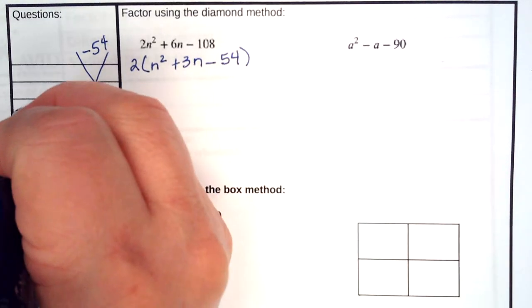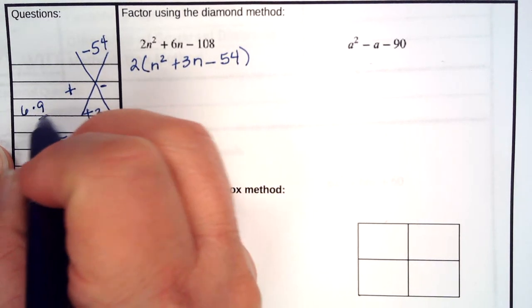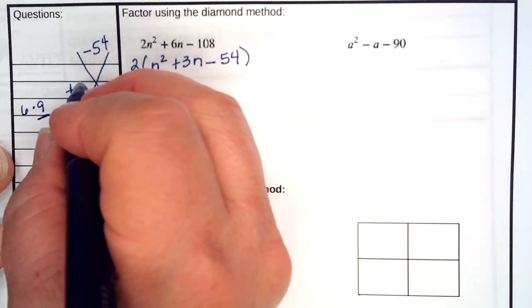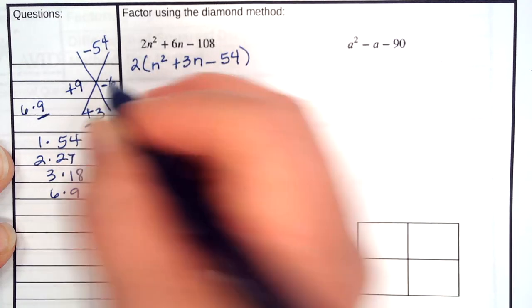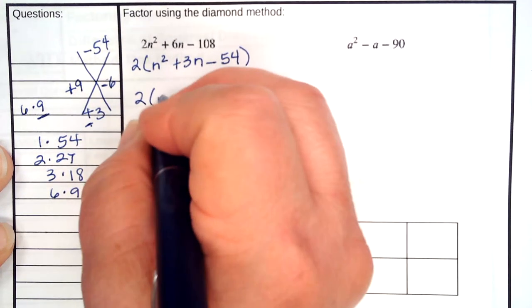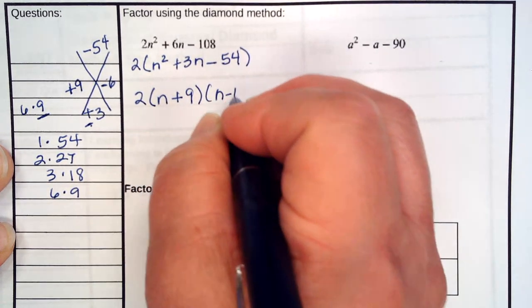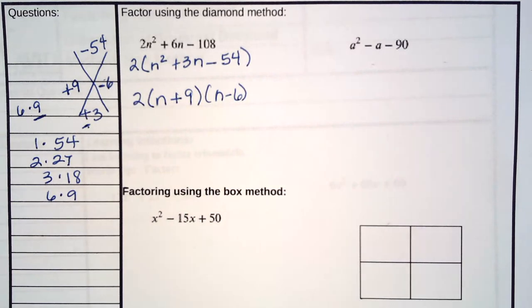So I'm looking at 6 times 9. This is positive, so the bigger number will go with that positive, so it's positive 9 and negative 6. So this factors to 2 times n plus 9 times n minus 6. We're done.